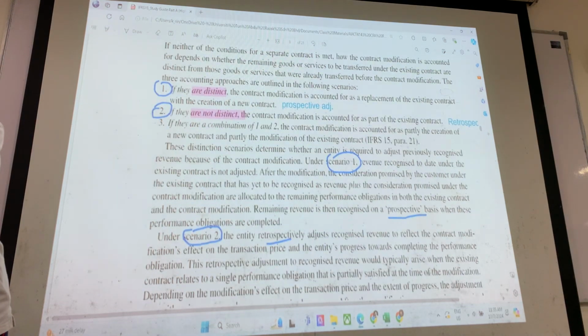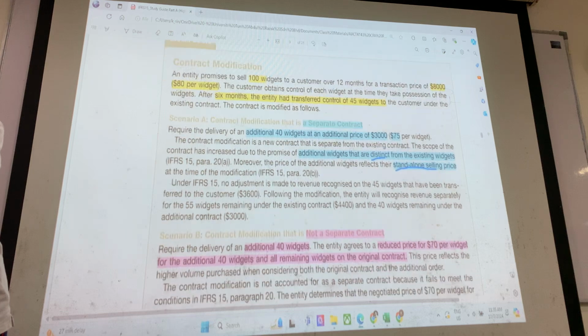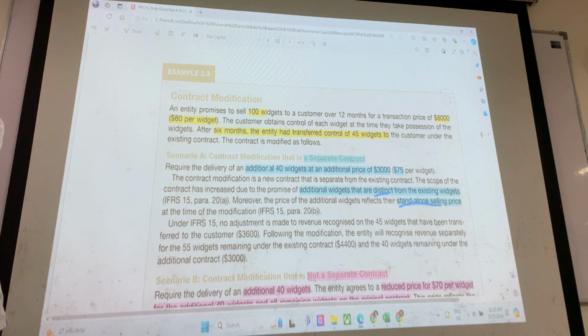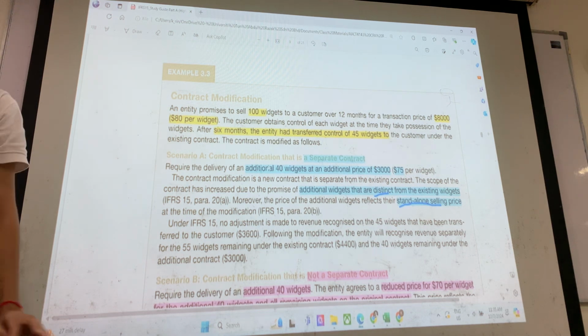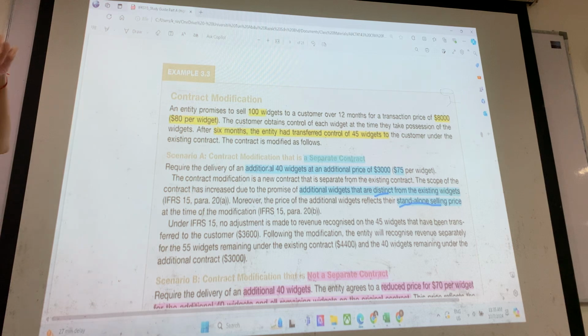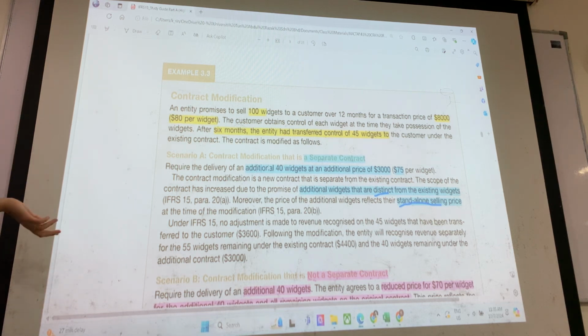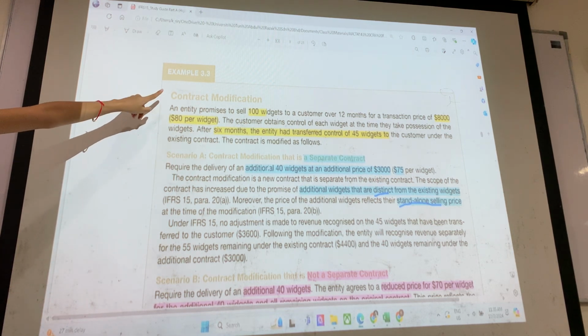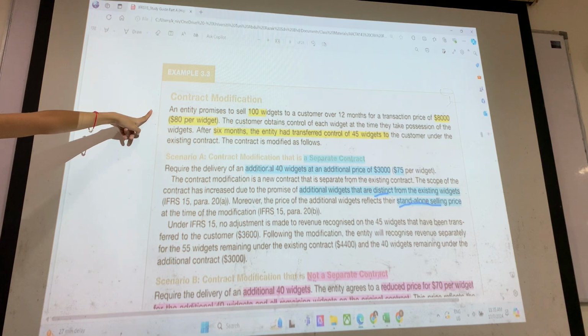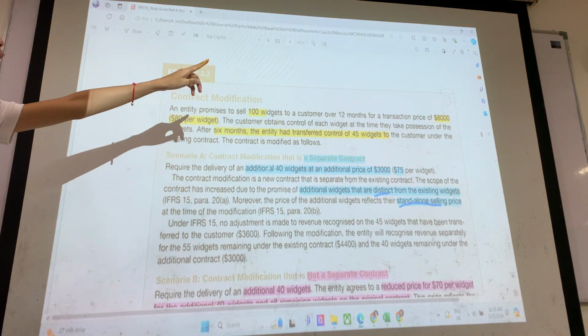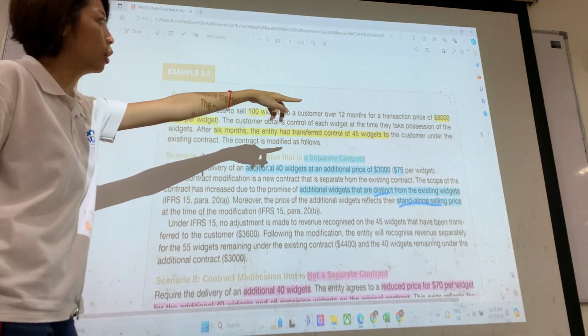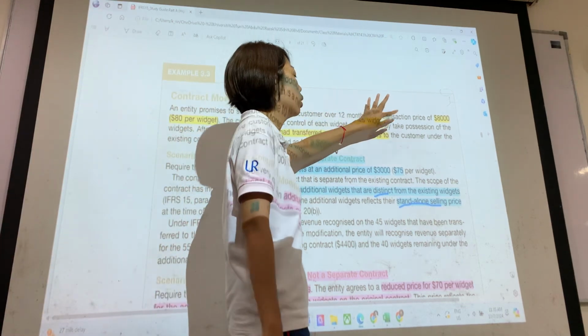So let's see. Now, this is an example. A company promises to sell 100 widgets to a customer over 12 months for a transaction price of $8,000. Now, IFRS 15 definitely is for the seller, right? Because you want to recognize revenue. So we are now doing the accounting for this company. We want to sell 100 units. Total is 8,000. This total 8,000, we name it the total transaction price.